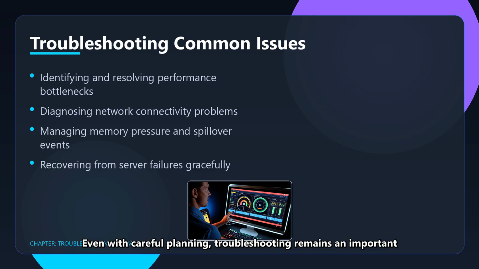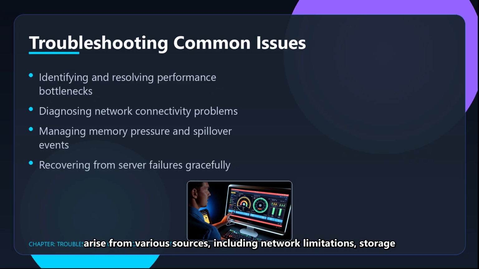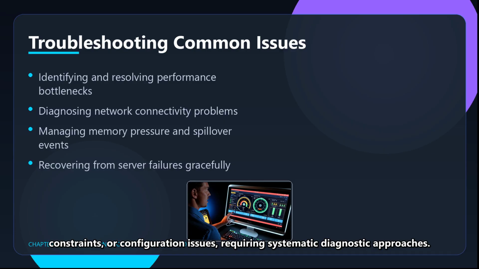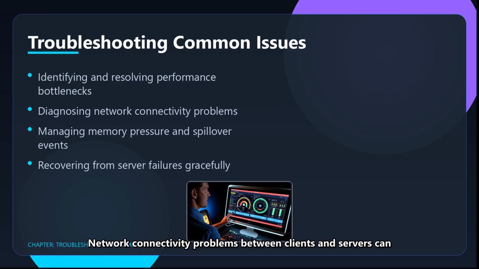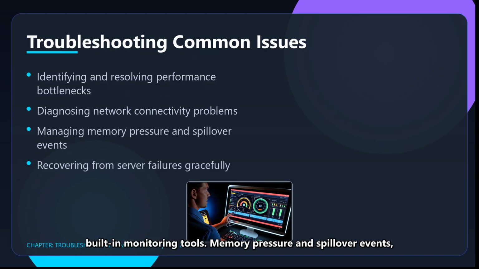Even with careful planning, troubleshooting remains an important skill for Apache Uniffle administrators. Performance bottlenecks can arise from various sources, including network limitations, storage constraints, or configuration issues, requiring systematic diagnostic approaches. Network connectivity problems between clients and servers can impact job reliability and require methodical investigation using built-in monitoring tools.